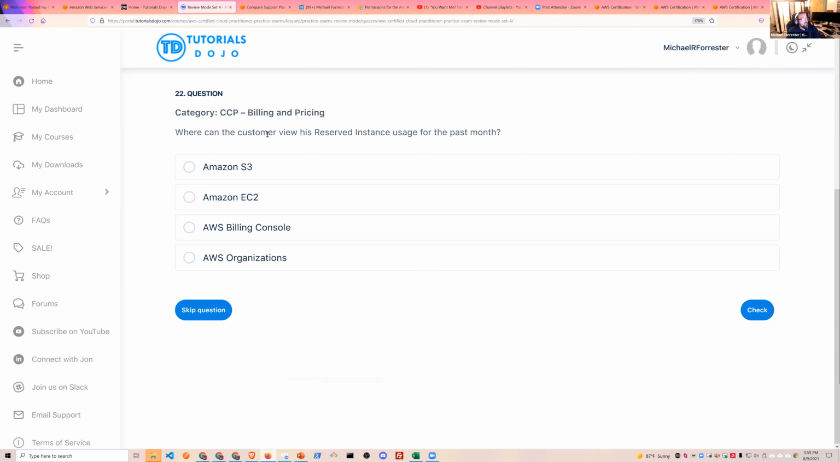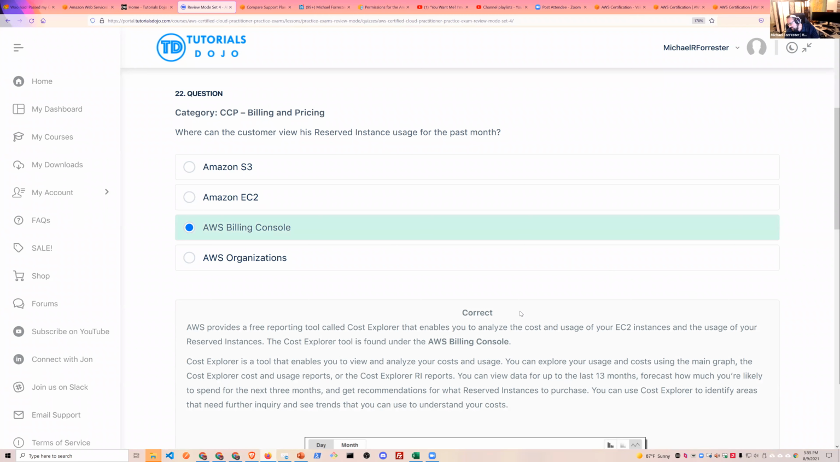All right, where can the customer view his reserved instance usage for the past month? Where would you go to see your RI usage for the past month? It seems like it might be a trick question. I see a couple of you answered, right? But it's really not. Just the billing console. That's all it is. You can go into EC2 in order to purchase reserved instances. I don't even know if they have reports in there, but the billing console is definitely where you can see how much of those reserved instances were used.